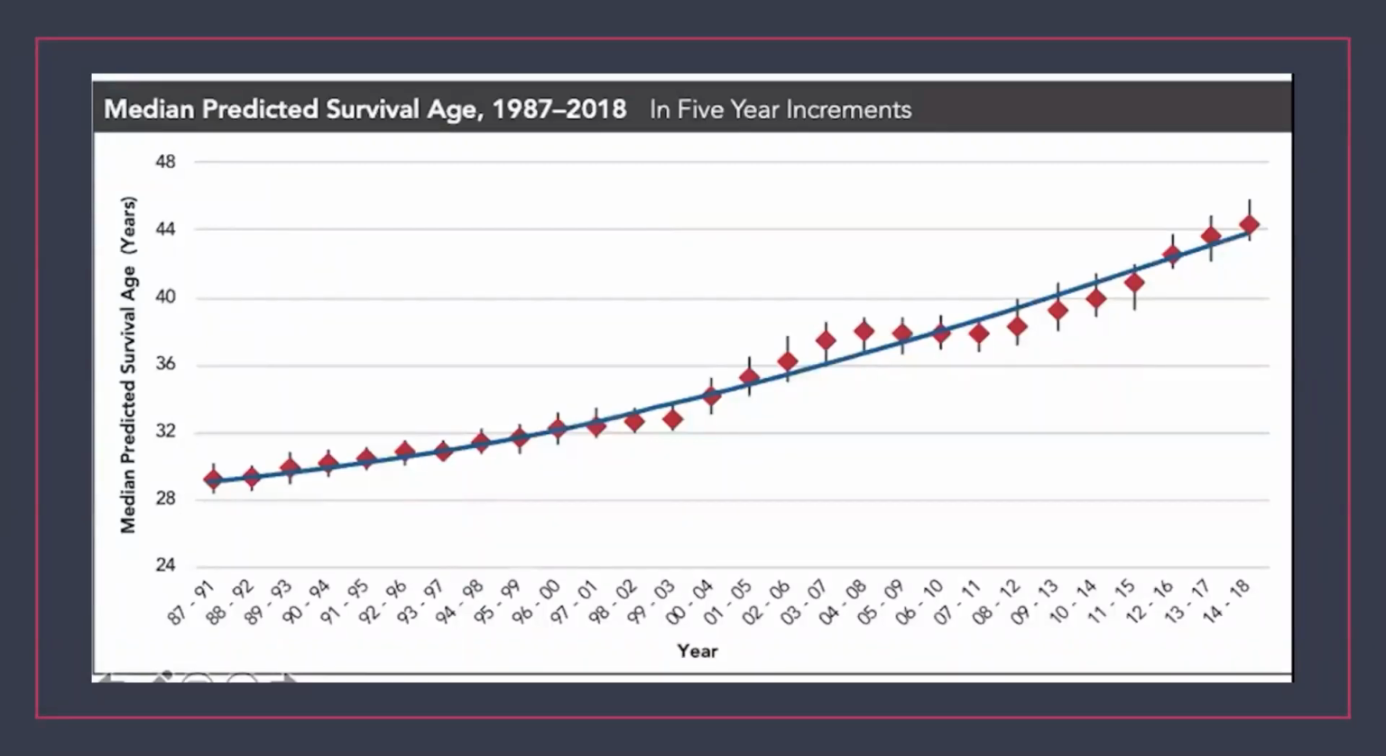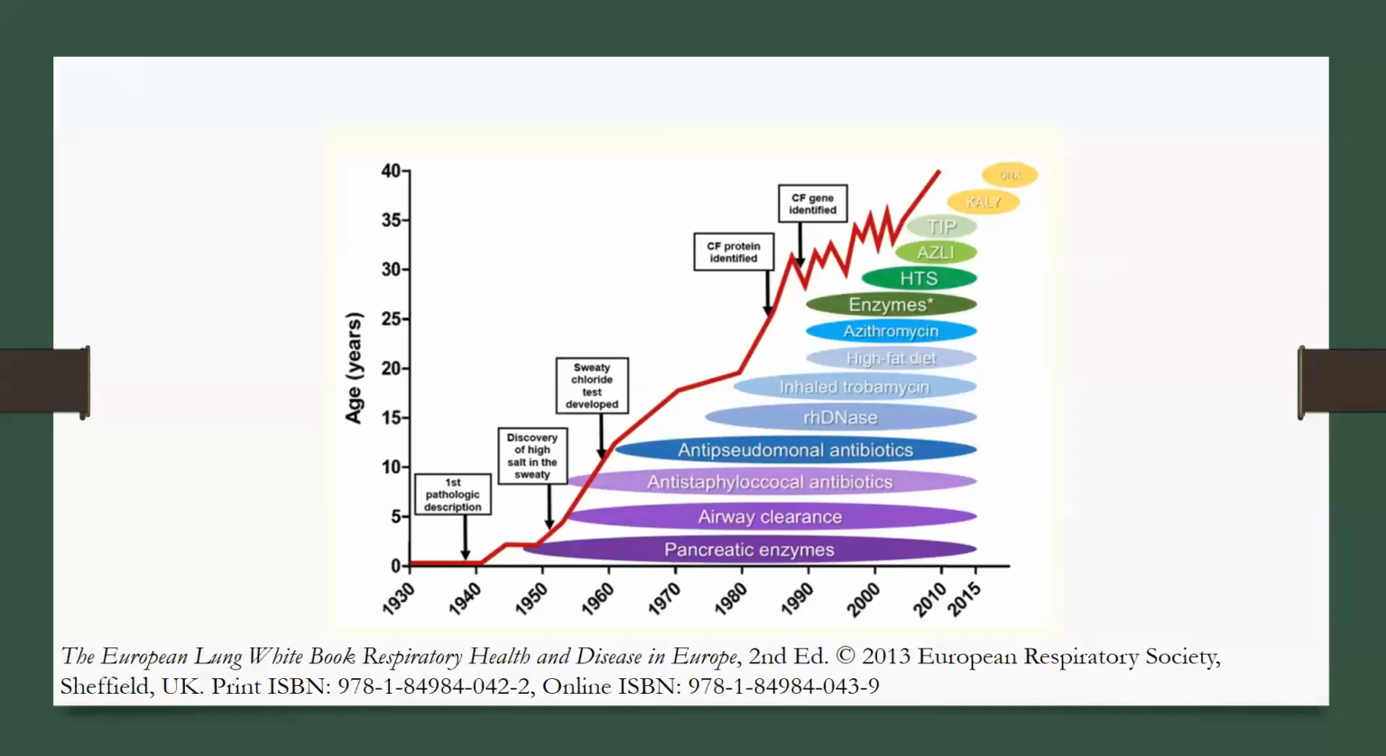And in the matter of just 33 years, look at the significant change in life expectancy that cystic fibrosis patients have had. A lot of this is because of the research and funding from the Cystic Fibrosis Foundation, and everything we'll talk about on this next slide.